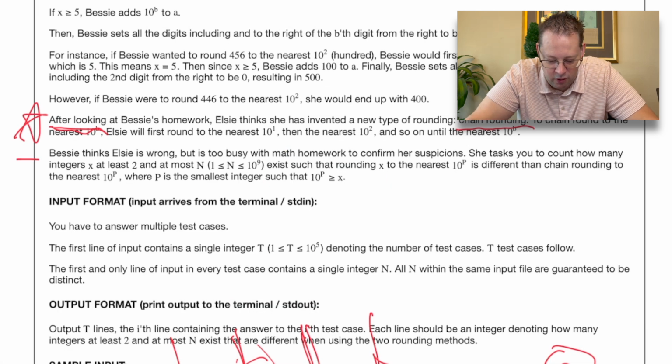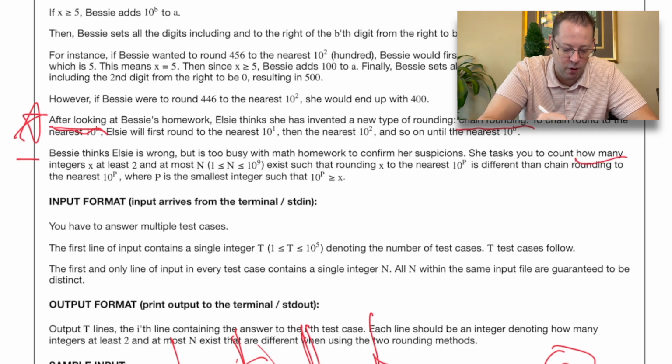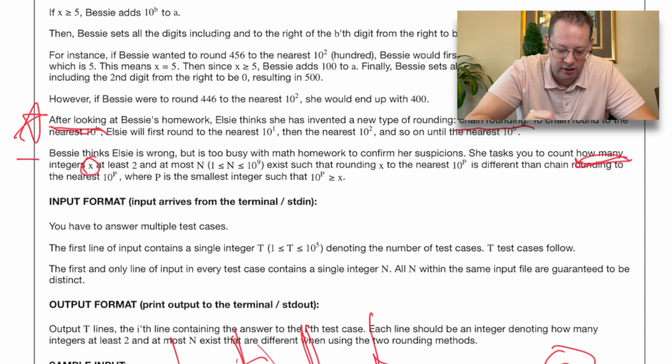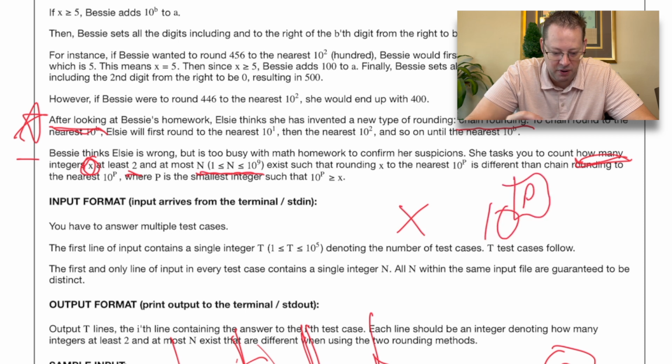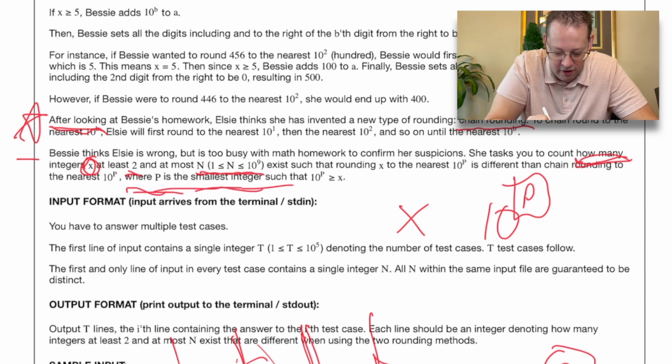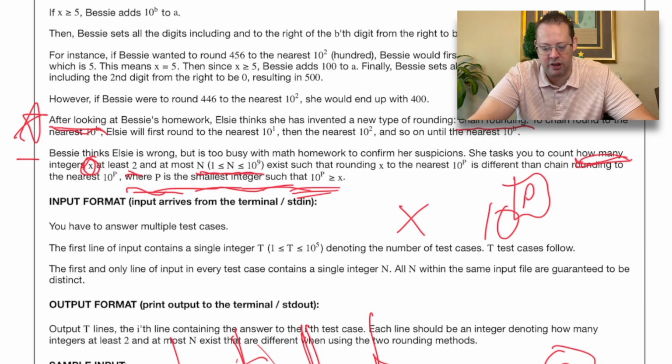Bessie thinks Elsie is wrong, but is too busy with math homework to confirm her suspicions. She tasks you to count how many integers x, at least 2 and at most n, where n is between 1 and 10 to the 9th, exist such that rounding x to the nearest 10 to the p using Bessie's technique is different from chain rounding to the nearest 10 to the p, which is Elsie's technique, where p is the smallest integer such that 10 to the p is greater than or equal to x.